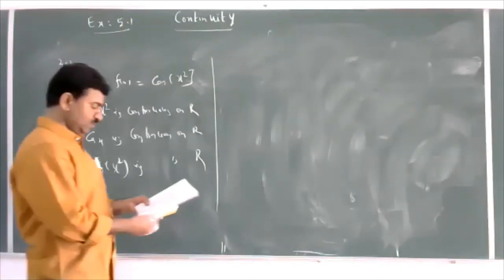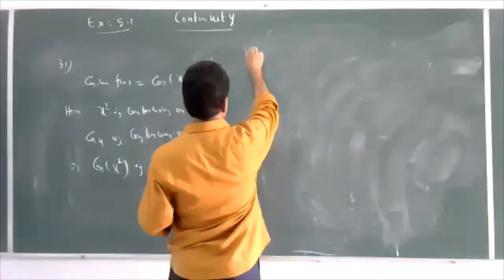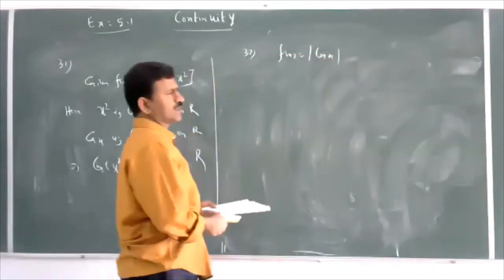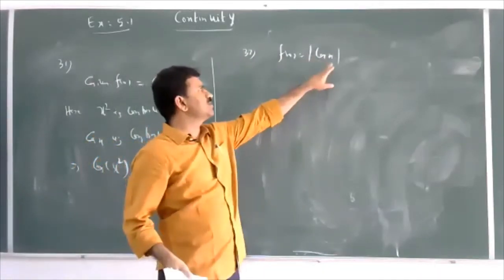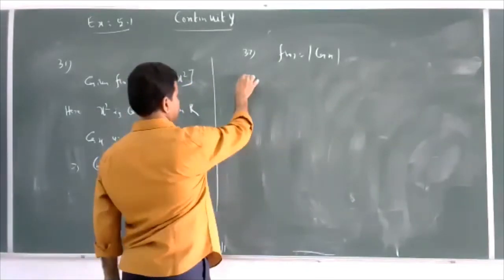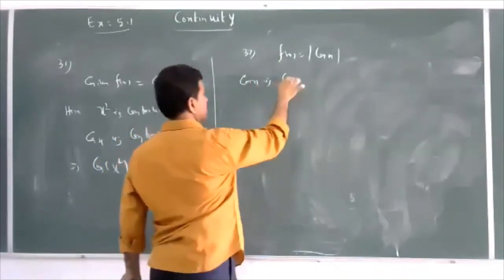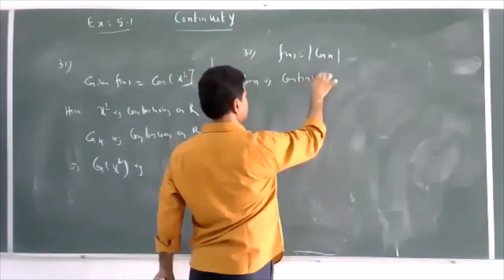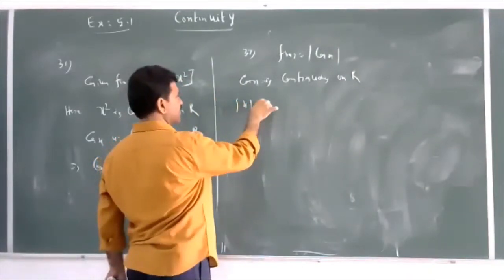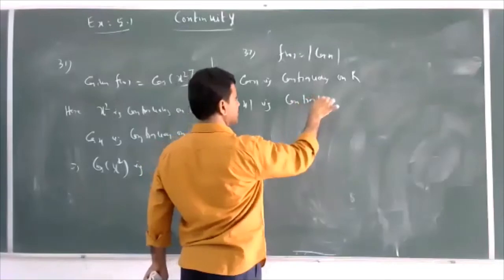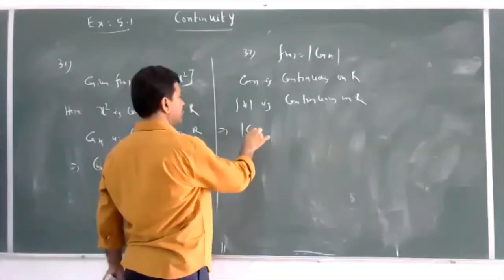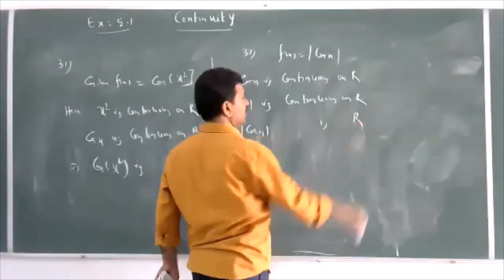Same logic. Mod of cos x, 32. f of x is equal to mod of cos x. Cos x is continuous on R. Mod x is continuous on R. So mod of cos x is continuous on R. Write that. Cos x is continuous on R and mod x is continuous on R. That implies mod of cos x is continuous on R.